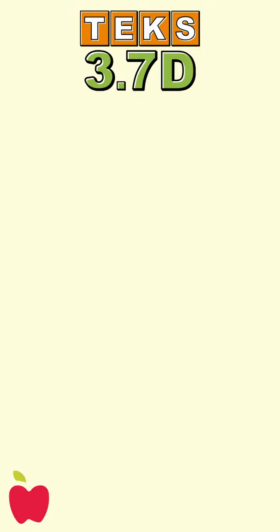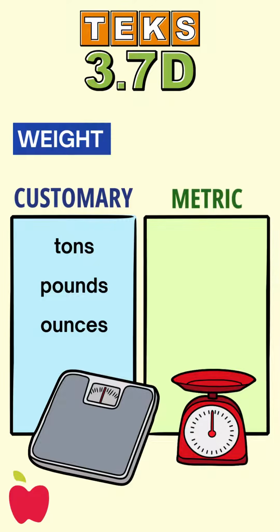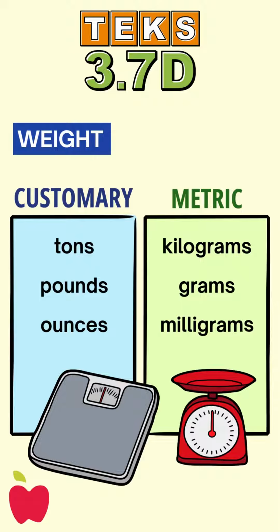Now, let's talk about weight units. When we measure weight in customary units, we use tons, pounds, and ounces. For metric units, we use kilograms, grams, and milligrams. Let's look at some real-life examples of when we might use these units.